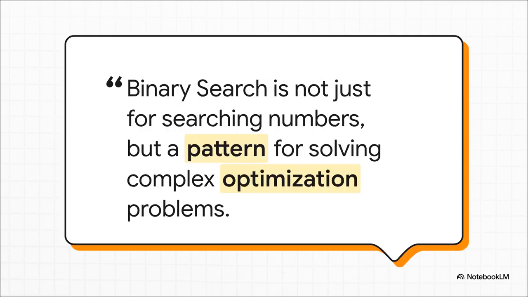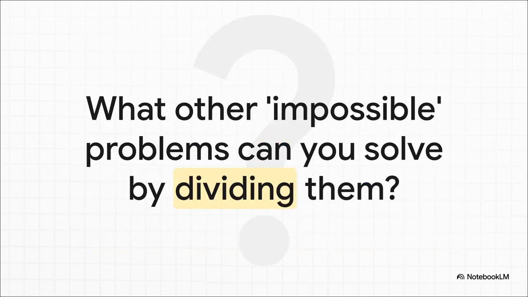And that really brings us to the main takeaway here. Binary search is so much more than just searching for numbers. It is a fundamental pattern for solving all sorts of complex optimization problems. So I'll leave you with this to chew on. What other problems, maybe even ones that seem impossible right now, in your own work or your own projects, could you crack wide open if you could just figure out the right way to divide them in half?